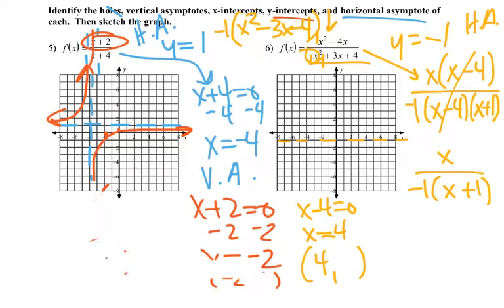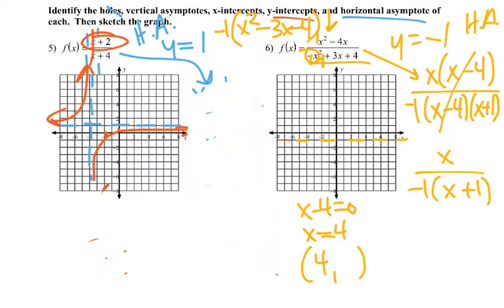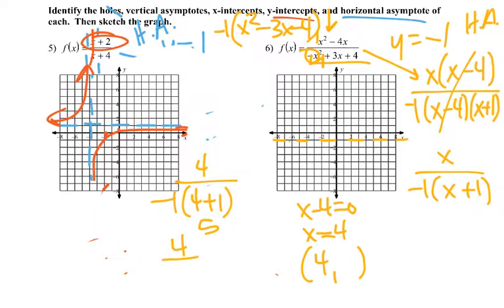So I'm going to clear some space here. So to finish figuring out where my hole is, I'm going to go 4 over negative 1 times 4 plus 1. So that would be 5, so negative 5, so negative 4/5. So at x value 4, down negative 4/5, there's going to be a hole. So like right there, there's a hole. So I draw a circle there to represent that hole.